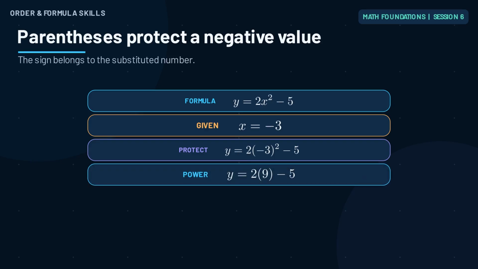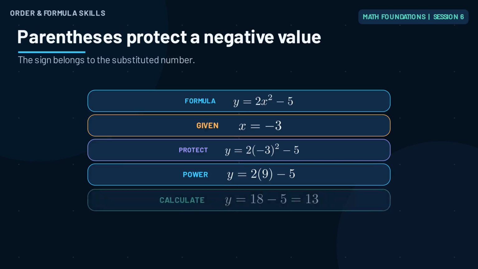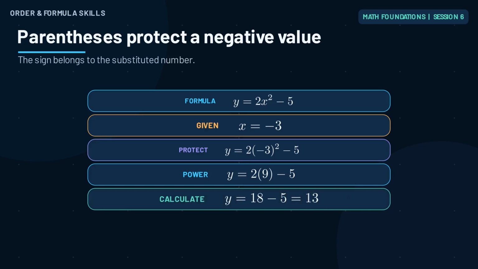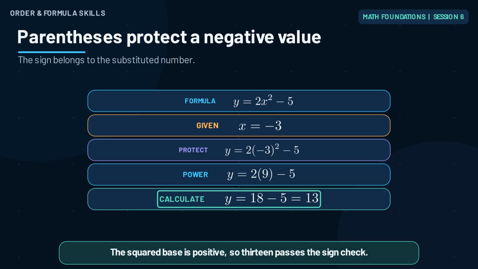The square applies to the parenthesized base, so negative 3 squared is 9. 2 times 9 minus 5 is 18 minus 5. The final value is 13. A positive square should make the first term positive, which matches our result. Parentheses preserve the meaning of a signed value.